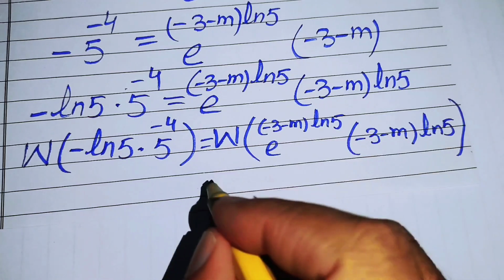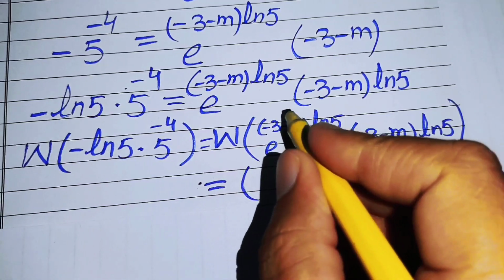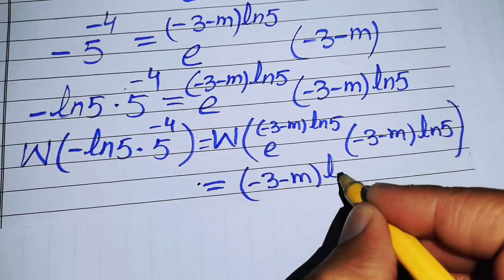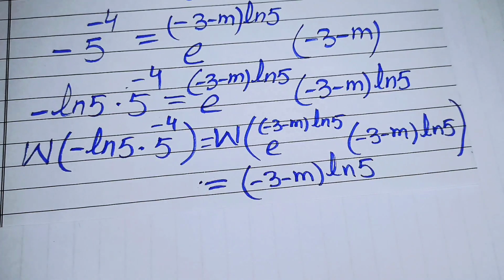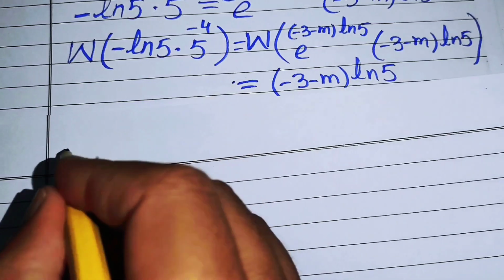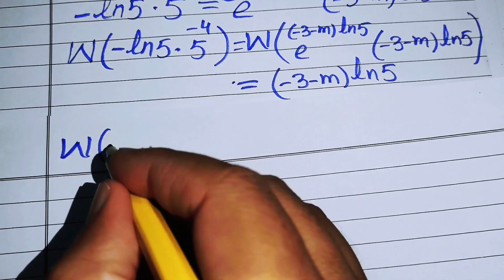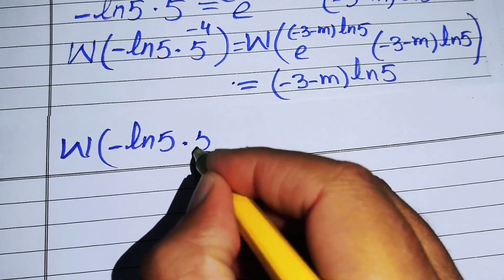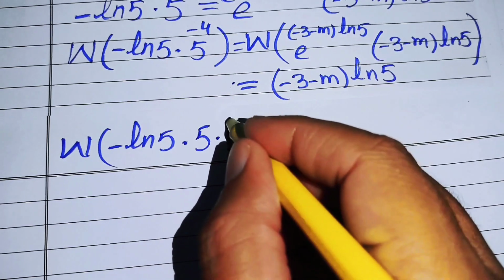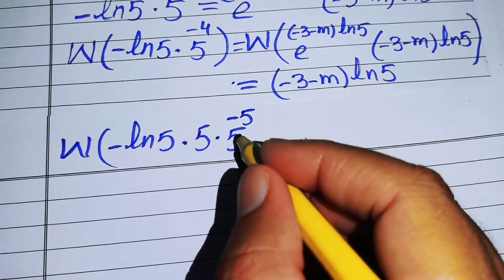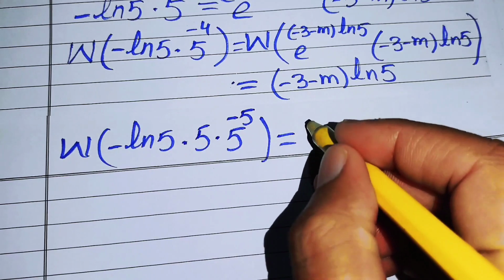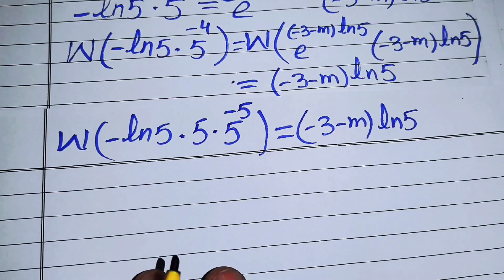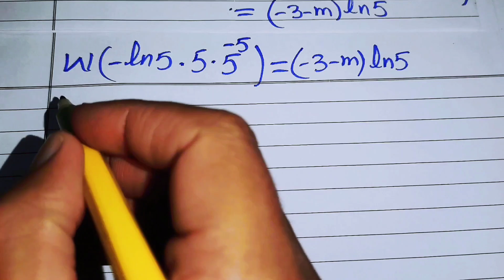So in the next step first we can focus on the right hand side, and our right hand side will become in the form of Lambert W. So the output of this Lambert W function will be the exponent of e, which is minus 3 minus m times log 5. So in the next step we will make a little bit of simplification in the left hand side, and we write minus log 5 times 5 to the power of minus 4. We write it as 5 times 5 to the power of minus 5, because when you add the exponent of 5 you will get 5 to the power of minus 4. So it is equal to minus 3 minus m times log 5.